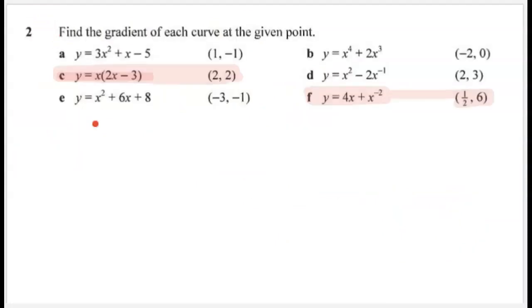Moving to the next question. Find the gradient of each curve at the given point. So this is the curve, y equal 3x squared plus x minus 5, and the point is 1, minus 1. This is the x coordinate. So we kind of ignored the y coordinate. We don't need the y coordinate. So I'm just going to do part C and part F. So part C, let's do on the next page.